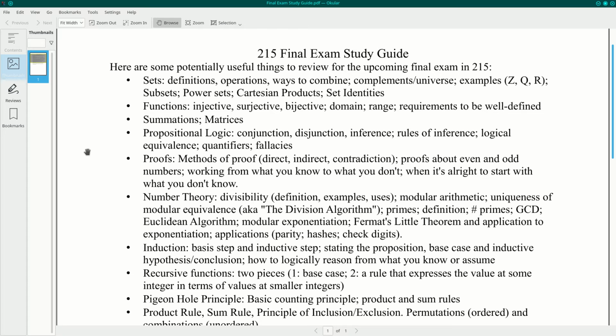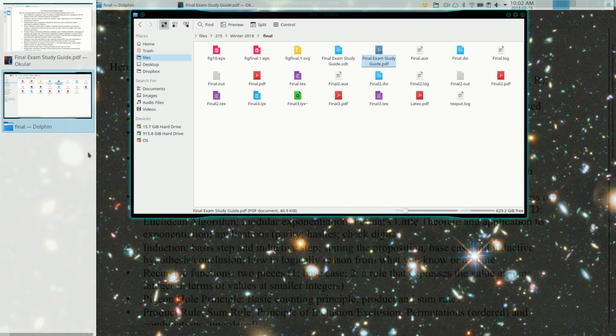Left off with something around logic, quantifiers and fallacies. So we had talked about rules of inference. Logical equivalent is just when two statements are the same.